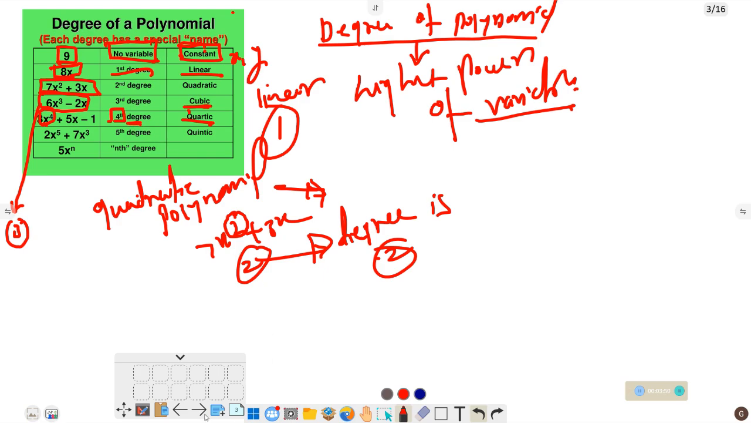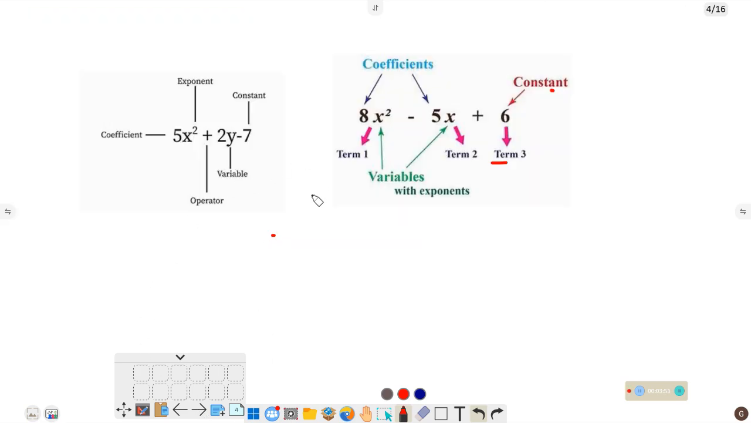Okay. Now we move to another slide. In this slide, we have discussed the coefficient, operator, variable, constant, and exponent. It is an example of 5x squared plus 2y minus 7. And 5 and 2 are the coefficients of x and y respectively, and the power 2 of x is an exponent.